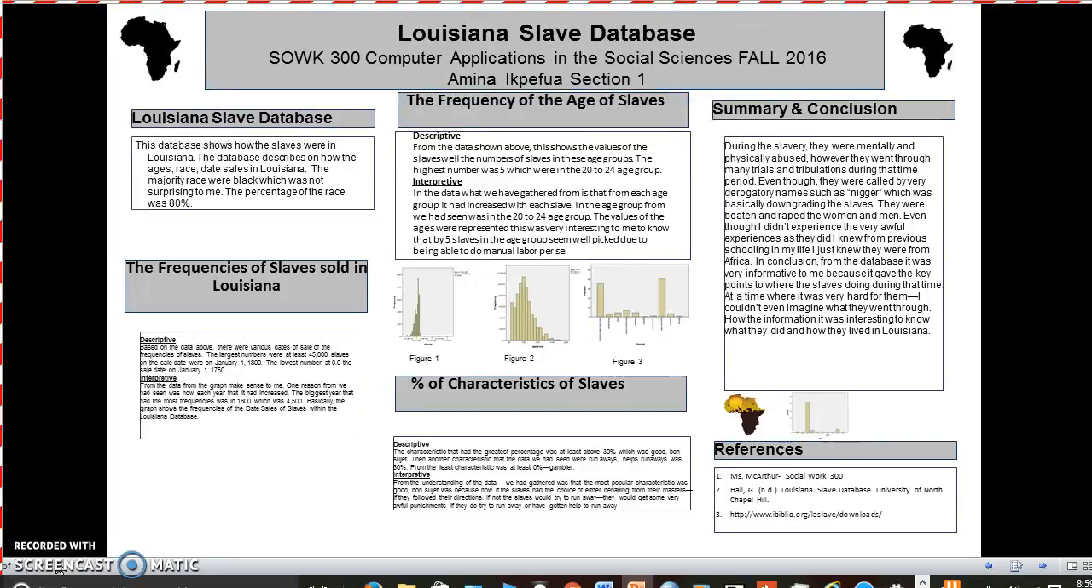Also, I want to make a key point I meant to put in the video firsthand: this database shows how the slaves were in Louisiana. The database describes the ages, races, dates, and so on. And the highest percentage for the slaves was 80%, of course, black, which didn't surprise me. So this concludes the video.